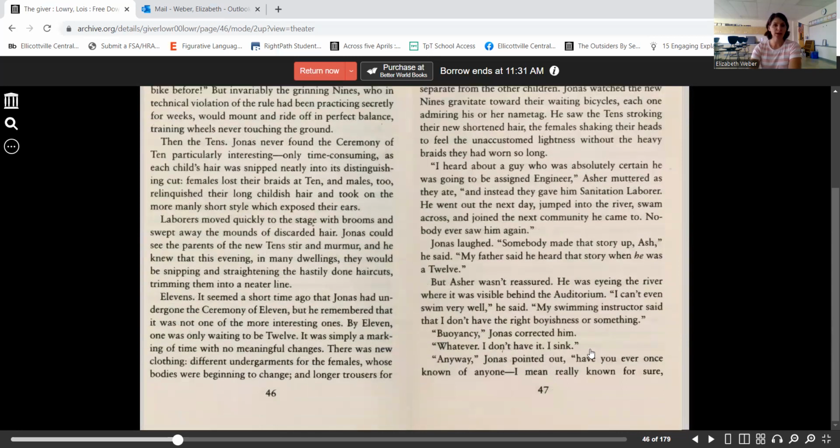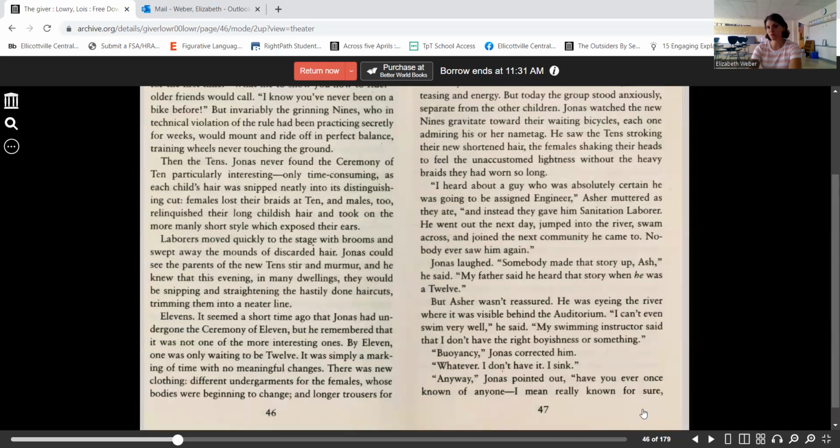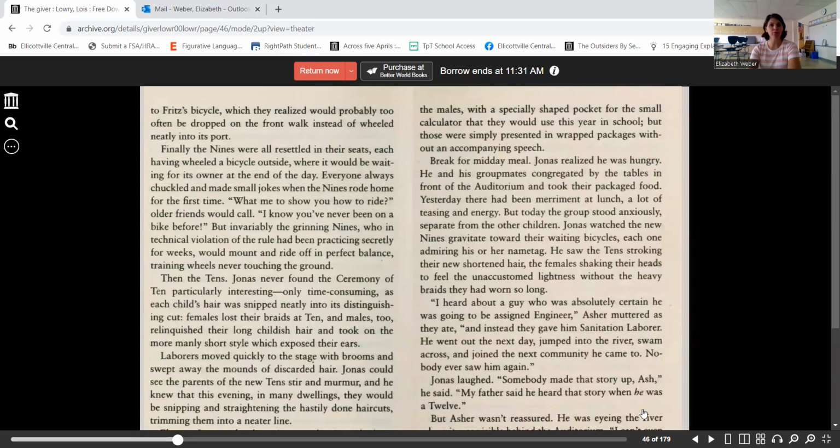11s. It seemed a short time ago that Jonas had undergone the ceremony of 11, but he remembered that it was not one of the more interesting ones. By 11, one was only waiting to be 12. It was simply a marking of time with no meaningful changes. There was new clothing, different undergarments for the females whose bodies were beginning to change, and longer trousers for the males, with a specially shaped pocket for the small calculator that they would use in school this year. But those were simply presented in wrapped packages without an accompanying speech.